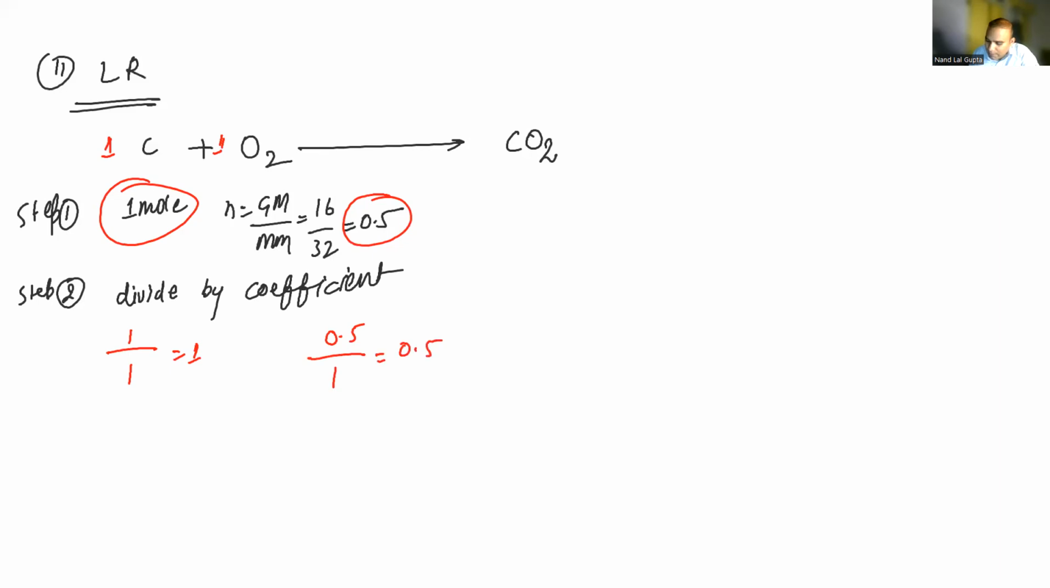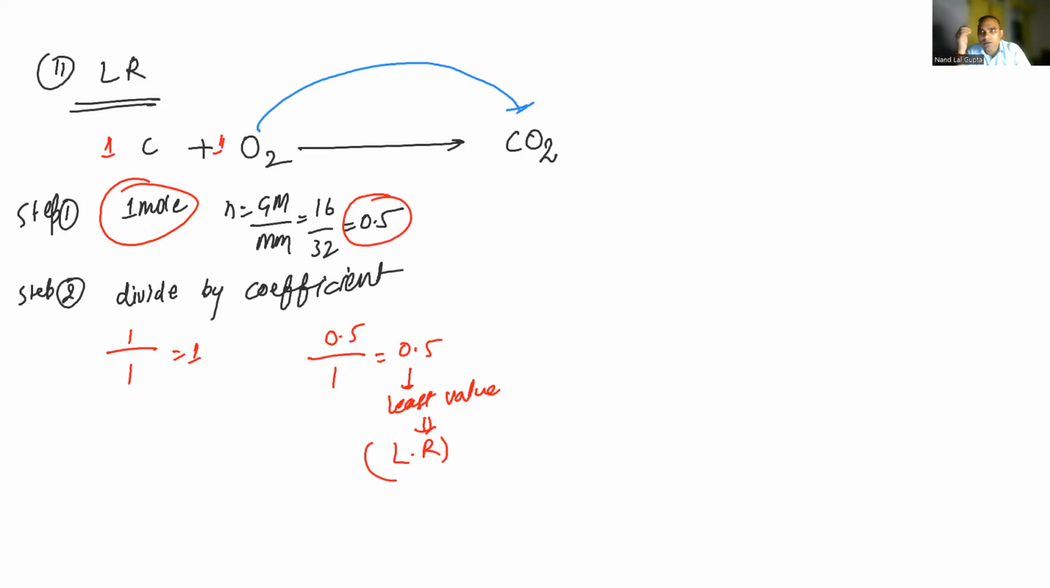So it is going to be 0.5. This is the least value, and least value implies that it is the limiting reagent. Got it? So instead of using the carbon, we have to use the oxygen, because the oxygen is limited. So oxygen will limit the product formation.